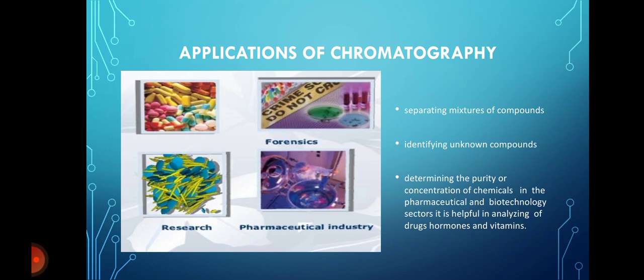It also helps to identify unknown compounds. If we have two amino acids, we can identify any one of them through this technique of separating the compound mixture. It also helps us determine the purity or concentration of chemicals in the pharmaceutical or biotechnological sectors, and similar fields. There are many more applications of chromatography.